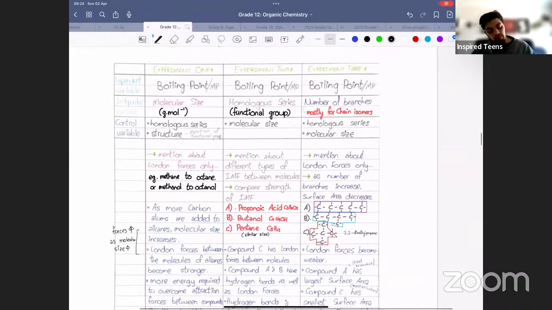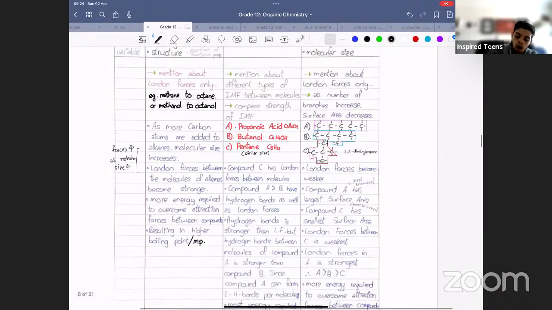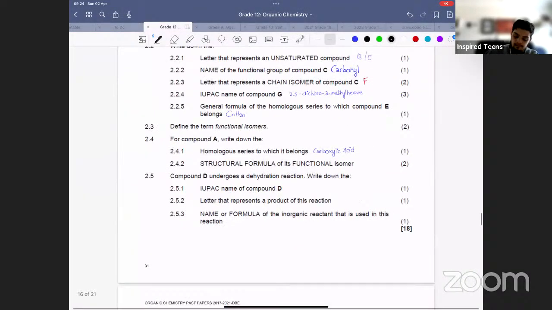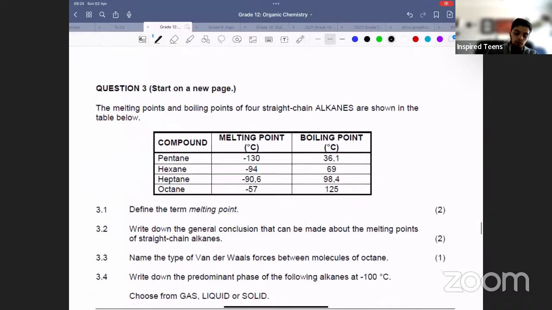We discussed all of the factors which affect the boiling point or the melting point. The independent variables differ. In one, we change the molecular size. In one we change the homologous series, and in the other we change the number of branches, and we see how it affected the melting and boiling points. So we have pentane, hexane, heptane, and octane.